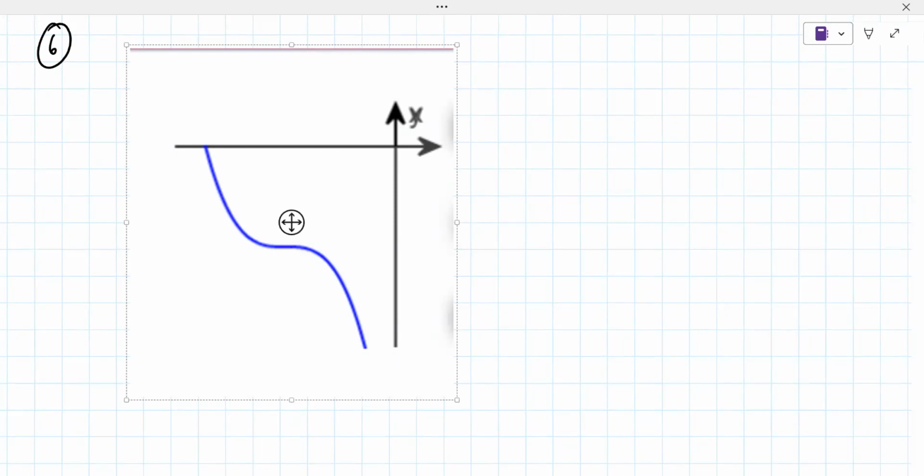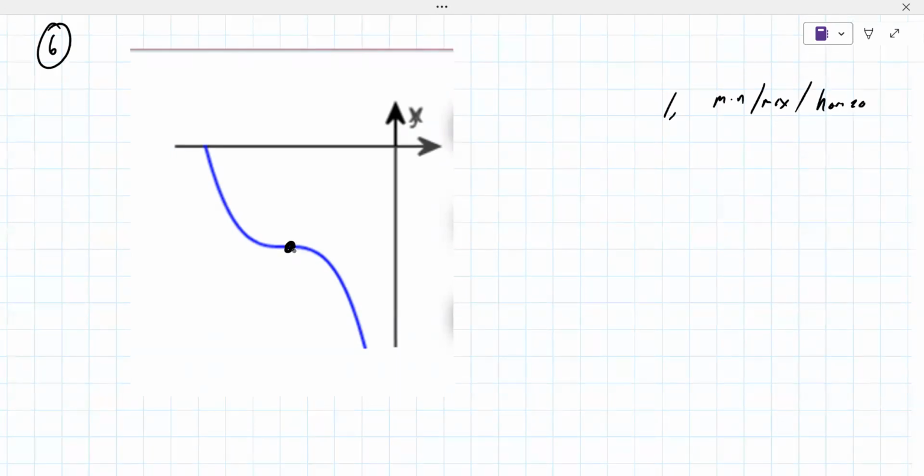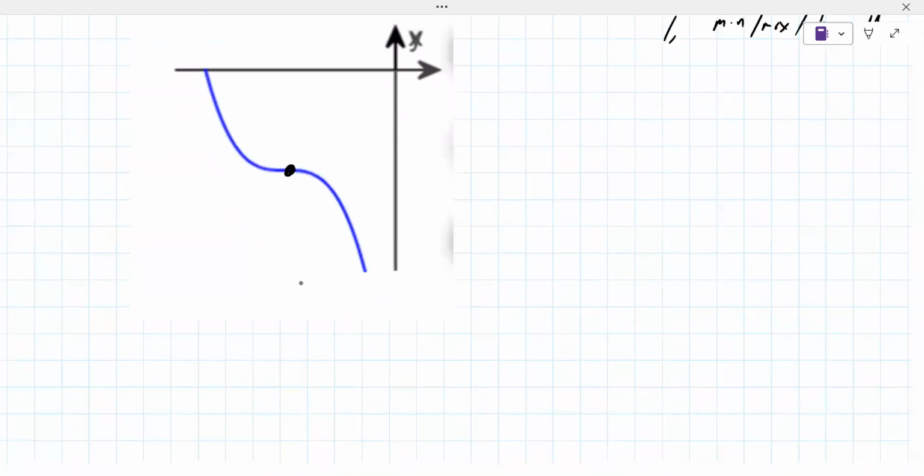You first need to identify places where there's horizontal tangents. So either mins, maxes, or what are called horizontal tangents. Okay. And so what that does, and the way that I like showing this, if I were in a classroom, actually, so boy, that's terrible.